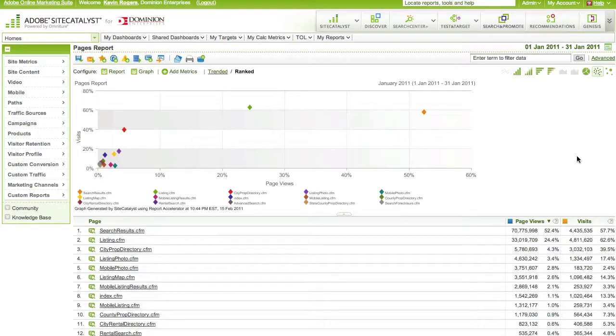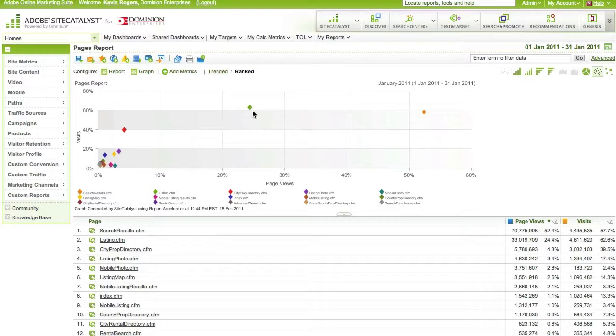Looking at this report, we have the two metrics of page views and visits. Initially looking at this report, we can see a couple things stand out to us. First of all, we see this one item way up on its own, and another item pretty high up on its own. Now, I would expect that these two would be out on their own, having a very high number of page views and a very high number of visits.